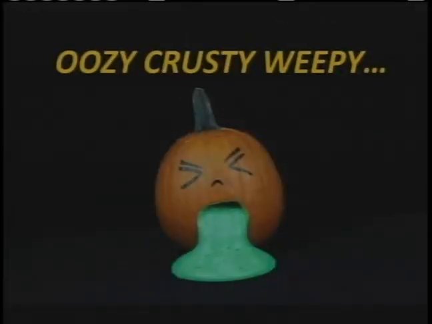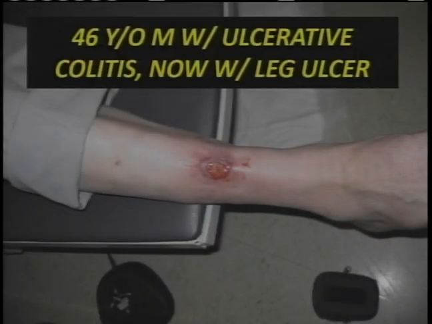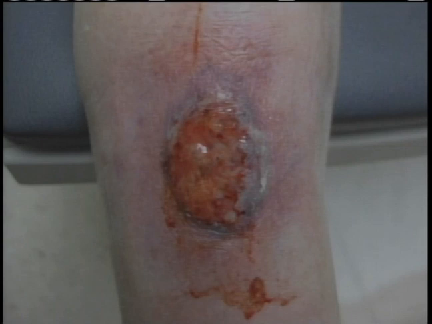Okay, next category, things that are weepy. So this is a pretty classic case of a guy who comes in. He has a history of ulcerative colitis and now has a leg ulcer that's expanding. It's painful. And when you zoom in, it is open. It's an ulcer. It's weeping. At the peripheral edge, there's a helpful clue for this, which is this overhanging violaceous rim.